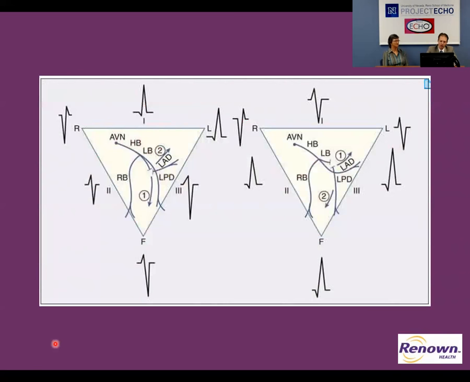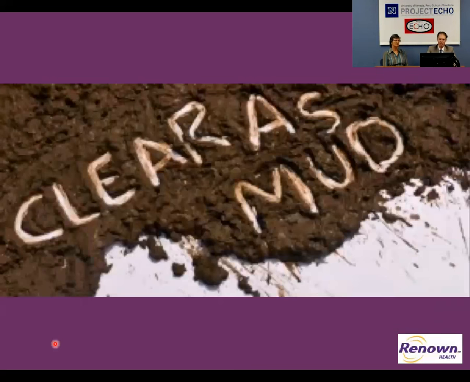Hopefully that all sort of makes sense. But there's a couple of diagrams and some things to put in your back pocket, I suppose, if you come into the case where you have a left or right axis deviation without some other apparent cause, like right ventricular hypertrophy or left ventricular hypertrophy, and so on and so forth. So hopefully that's clear as mud.